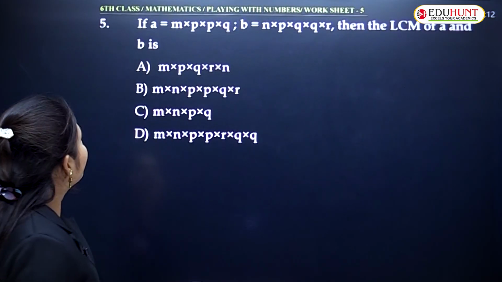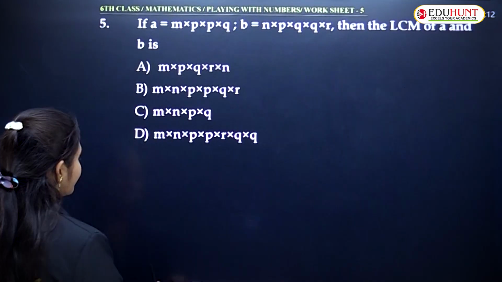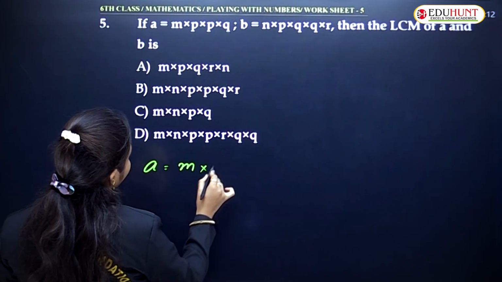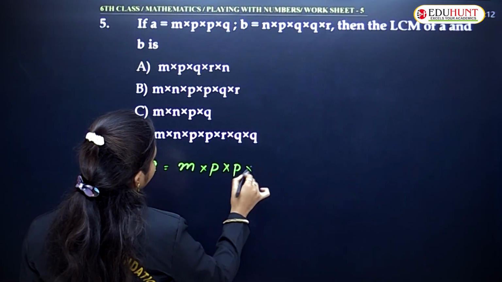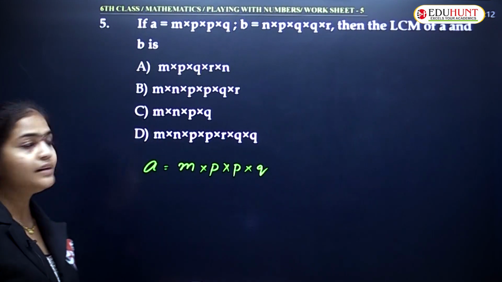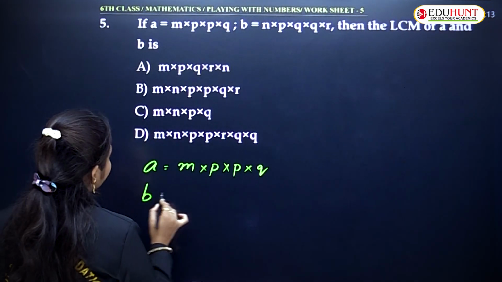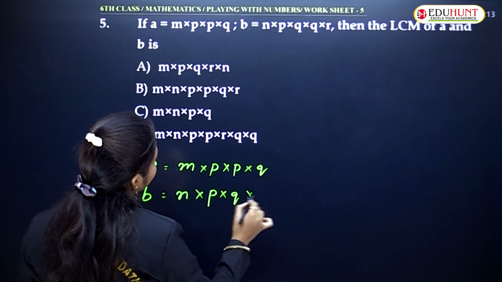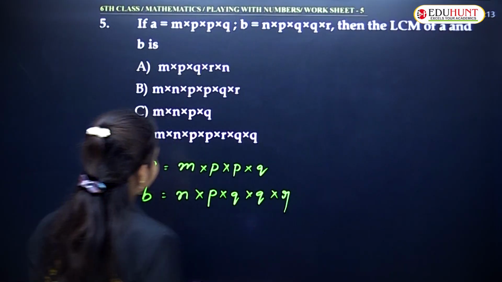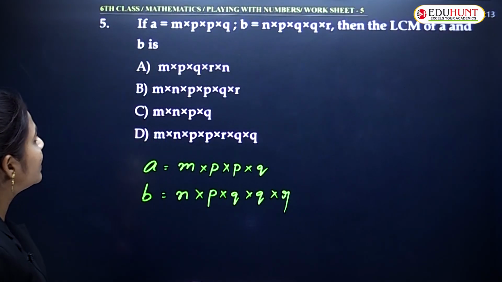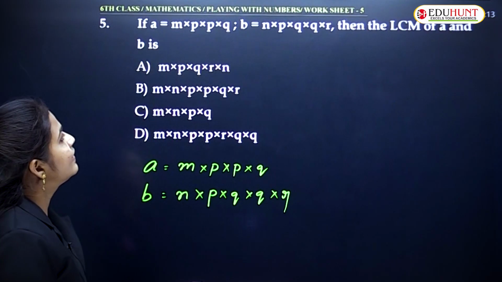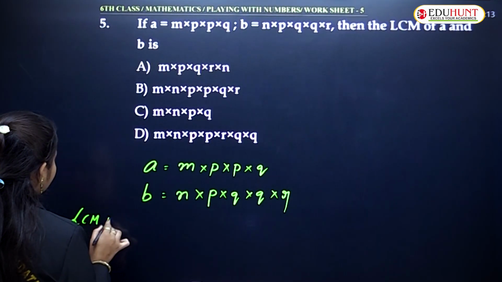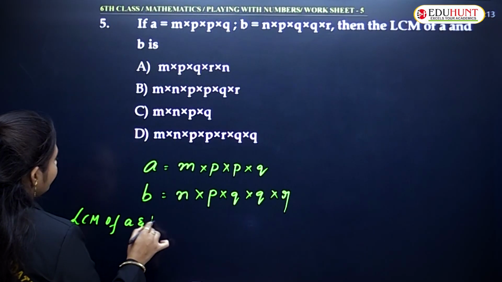Fifth one. If A is equal to M into P into P into Q. Clear? Next, B is equal to N into P into Q into Q into R. Yes or no? P is given one time only, Q two times, and R. The LCM of A and B, we need to find out.